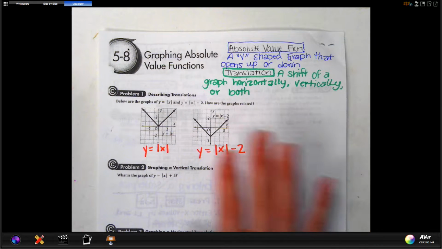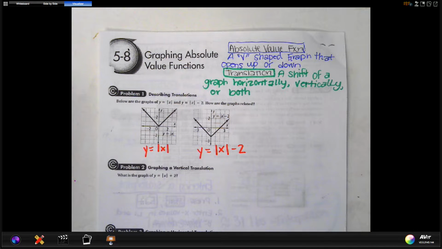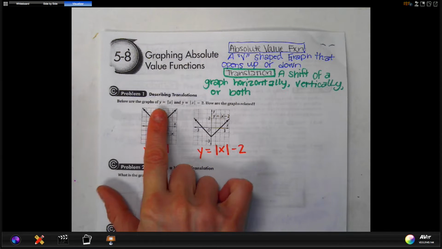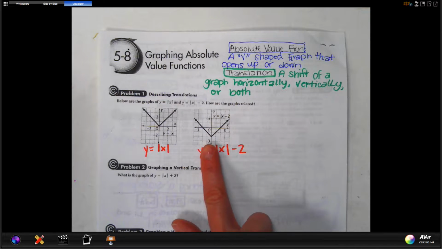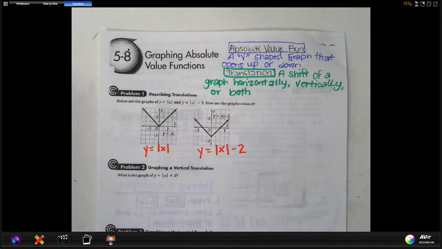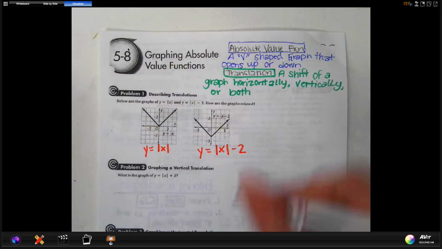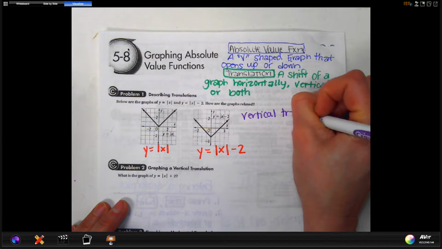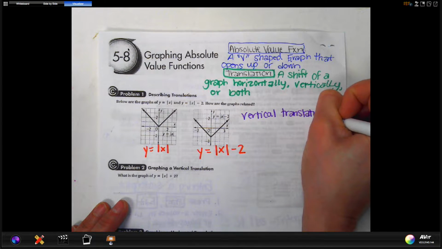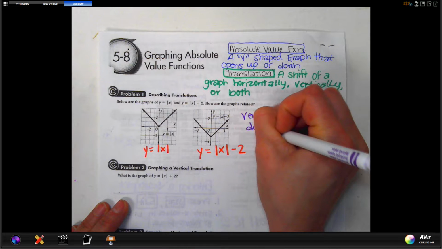But the first one is just how are these graphs related? So if you have y equals the absolute value of x and then y equals the absolute value of x minus 2, what happened to the graph? Donovan? The y intercept went downward. Yeah, so what we say is the graph is translated down, it's a vertical translation, right? Because it's going up and down. So vertical translation, because translation means slide, down 2 units.